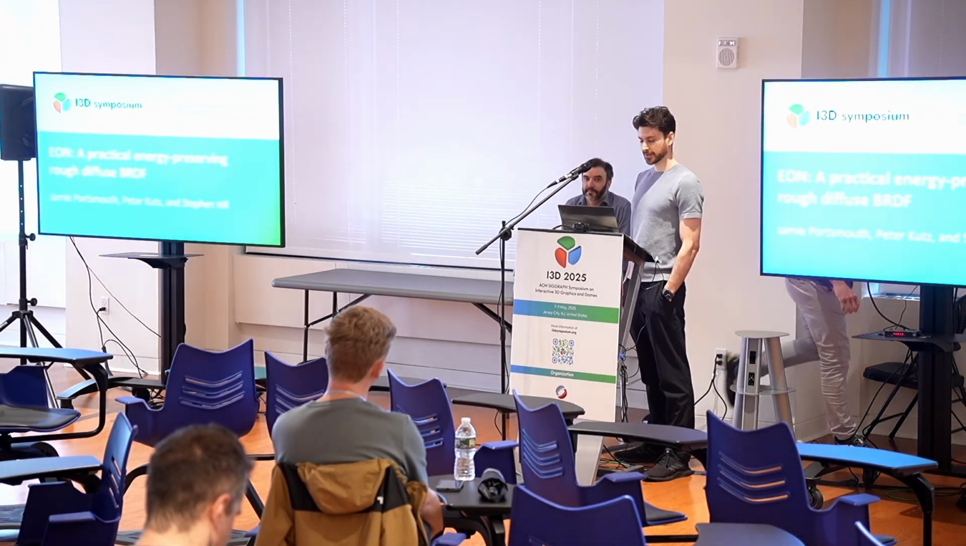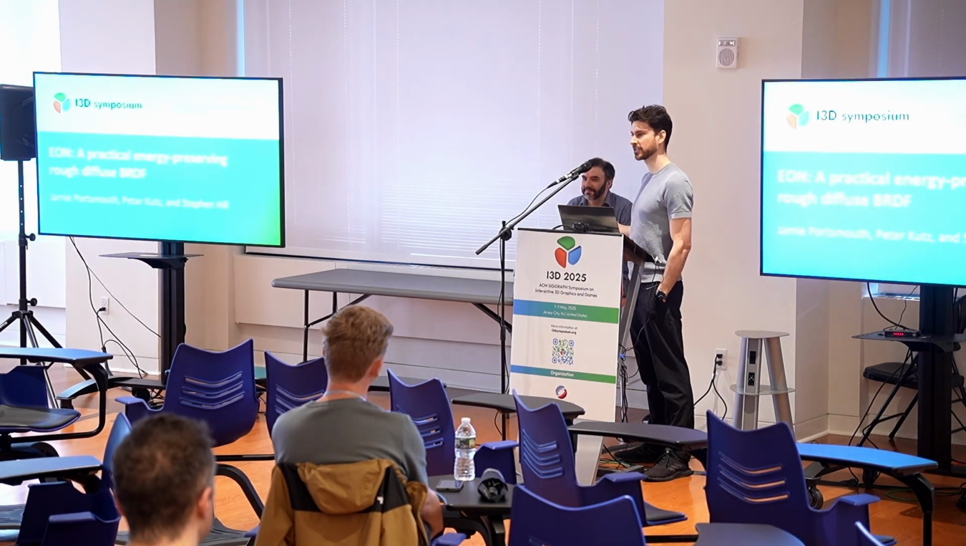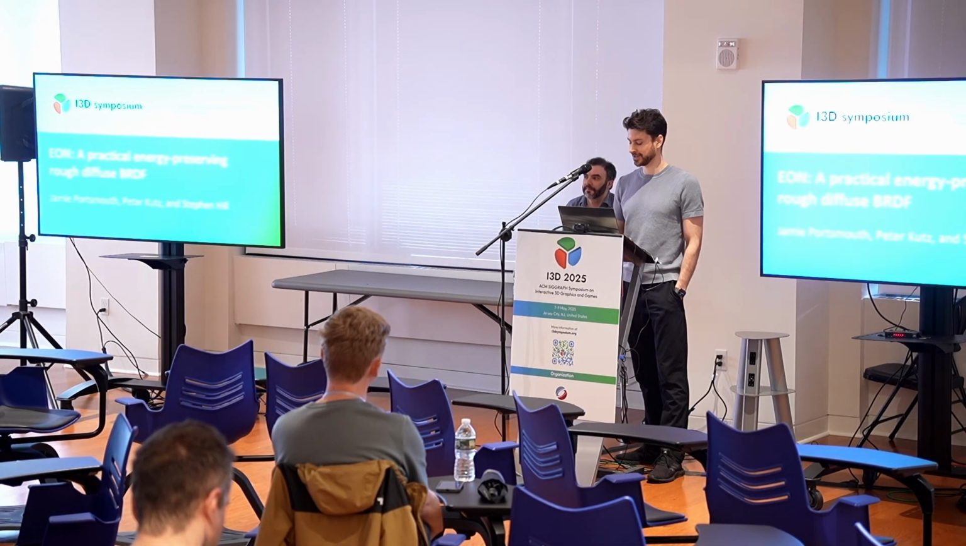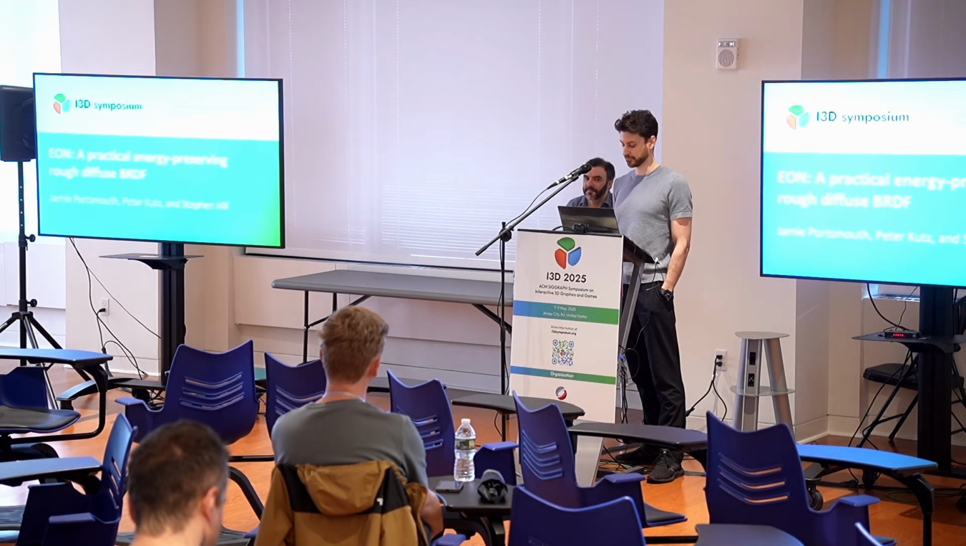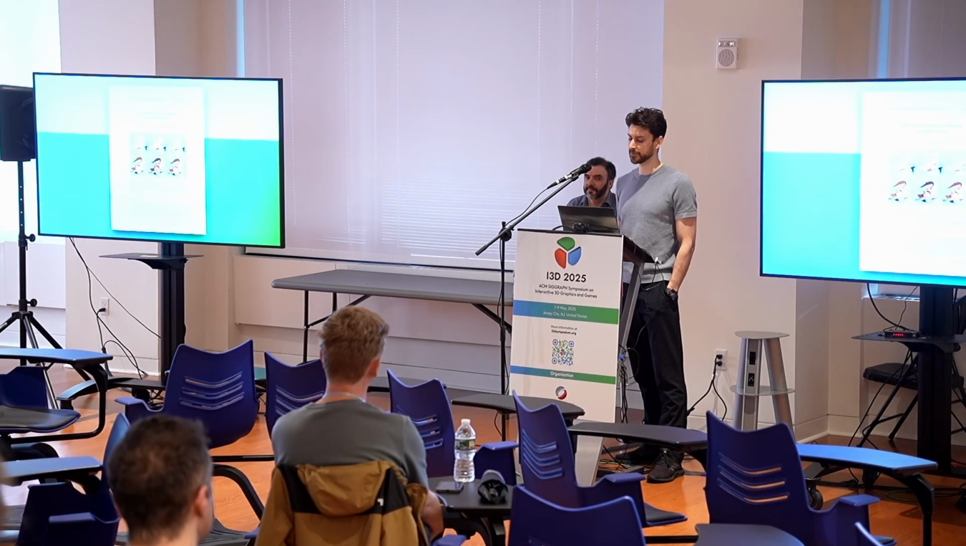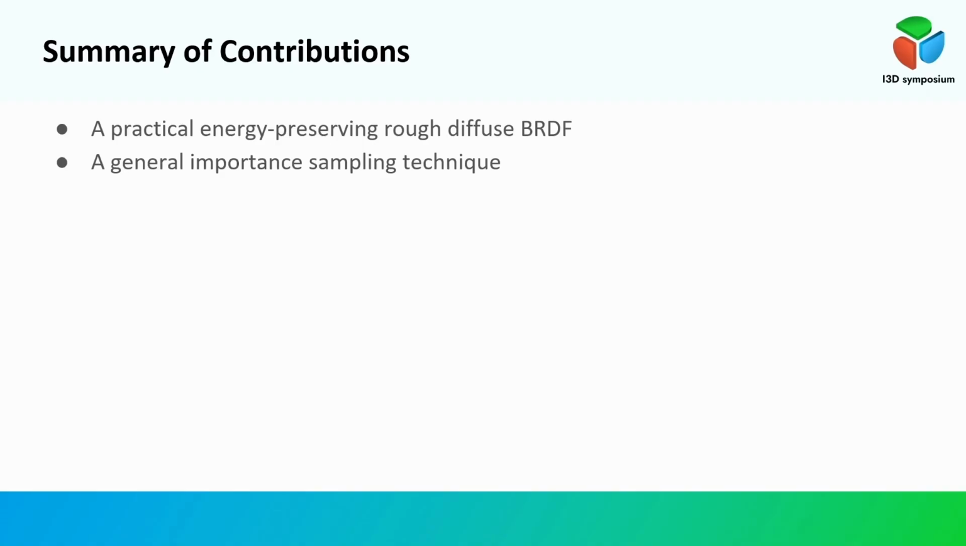Okay, great. Hi, everyone. I'm Peter Kutz from Adobe, and this is Stephen Hill from Lucasfilm, and we will be presenting work that we co-authored with Jamie Portsmouth from Autodesk. And this is entitled EON, a practical energy-preserving rough diffuse BRDF. This is based on a JCGT paper, and it originally started when we were trying to find a suitable diffuse BRDF for the OpenPBR material specification. We're going to be presenting our new BRDF itself and a new importance sampling technique.